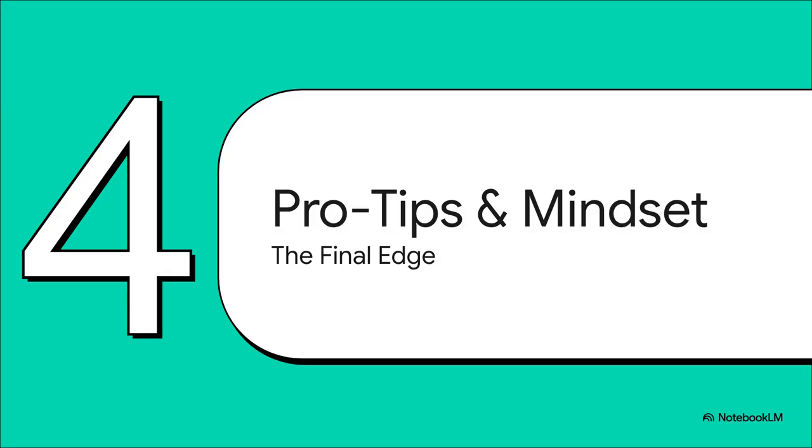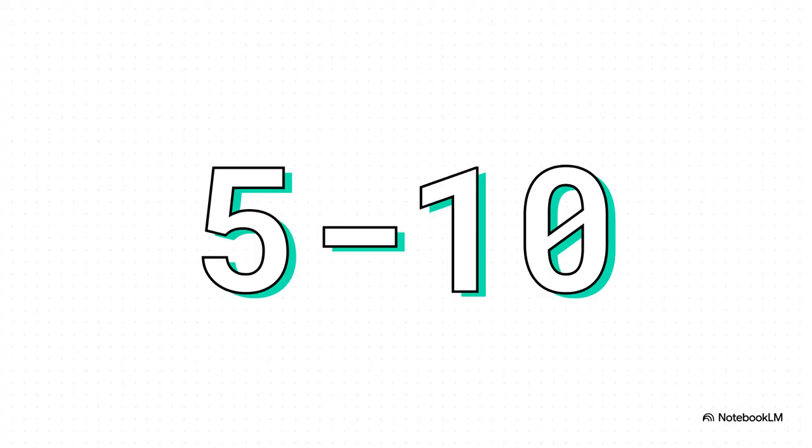Okay, so you have the system now, you've got the map. Let's talk about the pro tips and the mindset that truly separates the Band 8+ students from everybody else. This is where you really gain that winning edge. So what's that magic number for planning? It's 5 to 10 minutes.